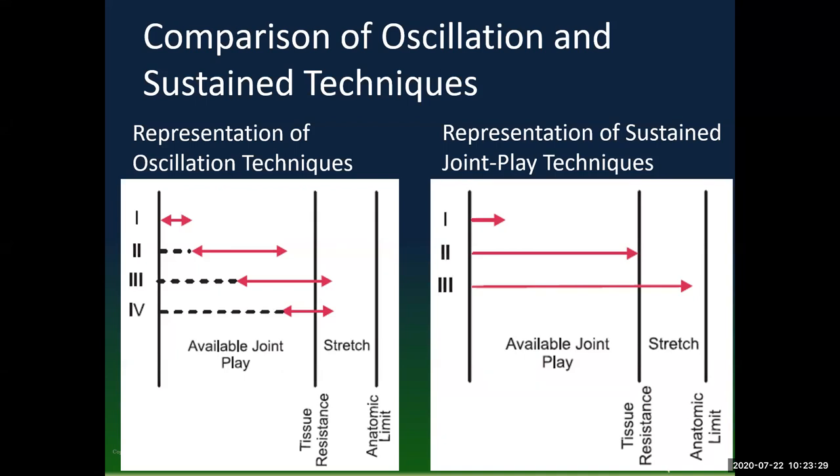A grade one traction, you're only literally coming out just a slight bit and pulling on it. So I'm literally just doing a little bit like that to distract it and get some range going. A lot of times I'm just going to go there and hold, go there and hold. A grade two, I'm going to go to the point where I find resistance and stop. And then grade three, I'm going to go to that resistance right there, and I'm going to stretch into it.